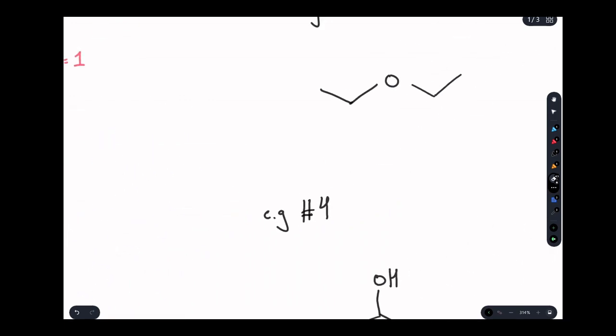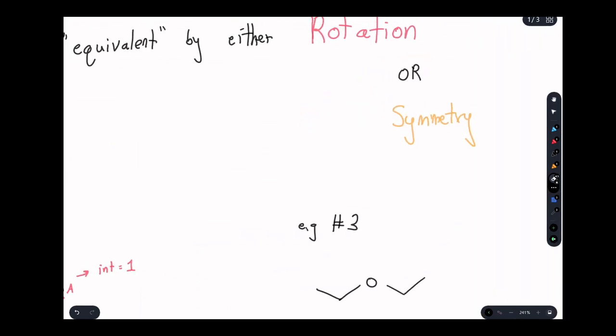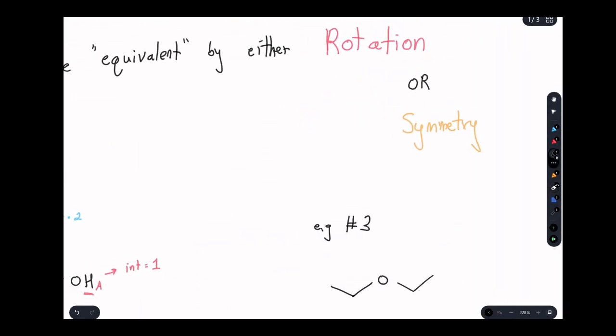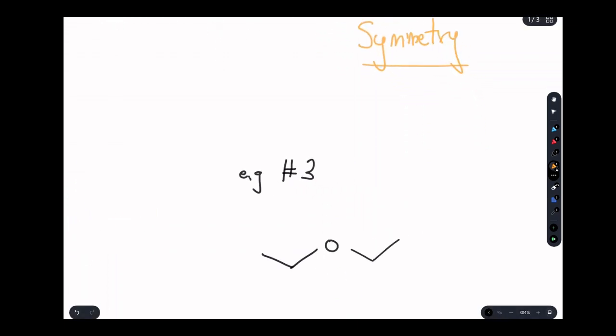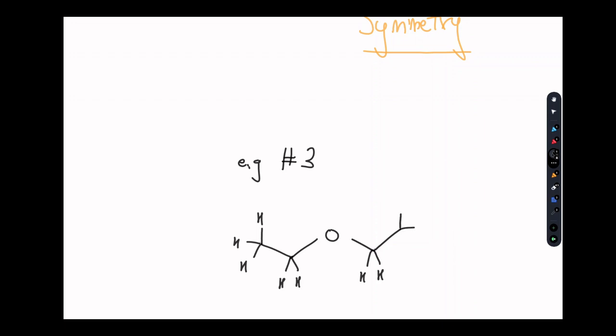Moving on to our third example, let's take a look at how symmetry can affect things. Remember that these groups can be equivalent, or these hydrogens can be equivalent, by either rotation or symmetry. So far, we've only covered rotation. So in this molecule, diethyl ether, we can see that there's a total of 5 hydrogens on the left side of the oxygen and 5 on the right.